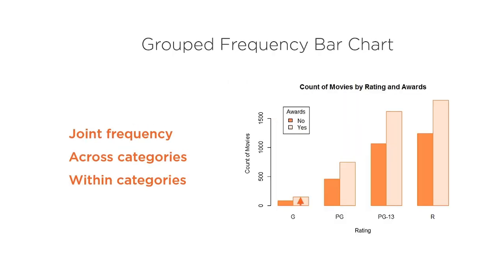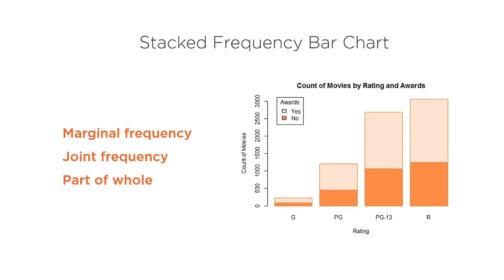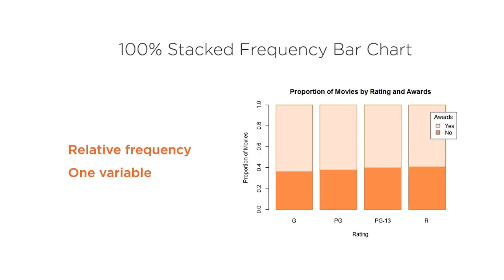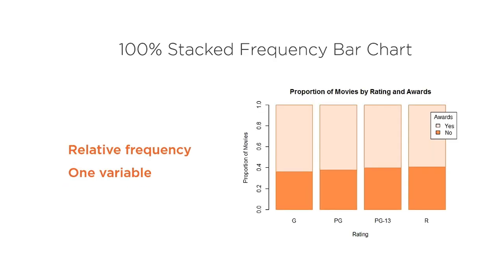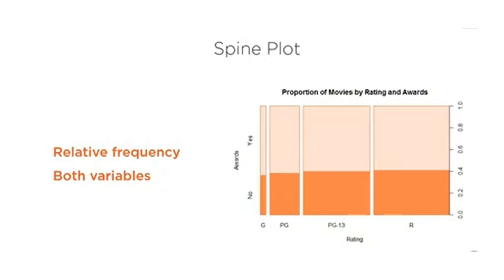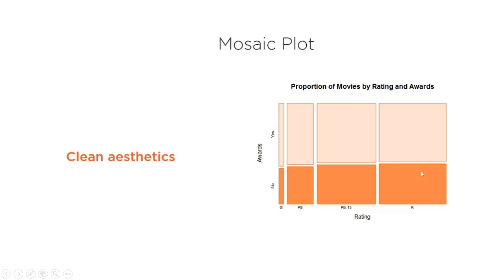If you see this, this is the grouped frequency bar chart. This is the stacked one. This is the 100% stacked one, which is only converted to a 100% stacked frequency bar chart, so every bar is converted to 100 percent. Spine plot: here you can observe that 100% is converted, but if you observe the width, by width we are comparing these four bars with each other. So this is the addition.